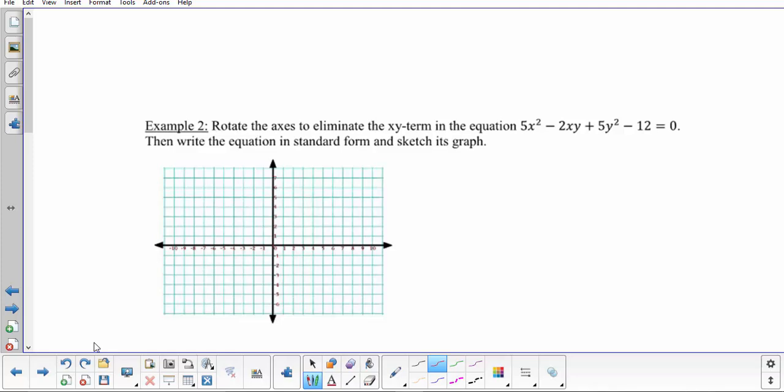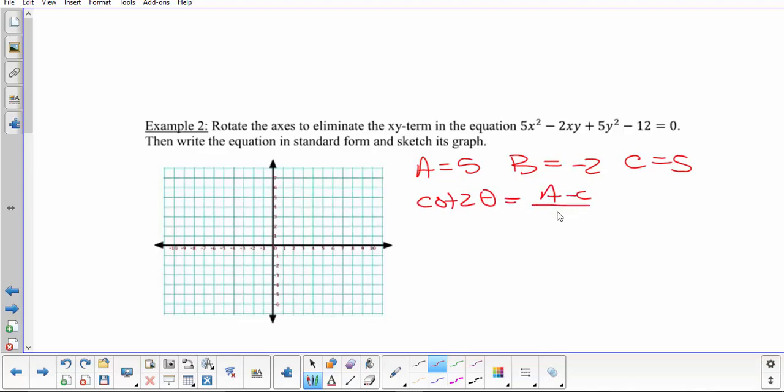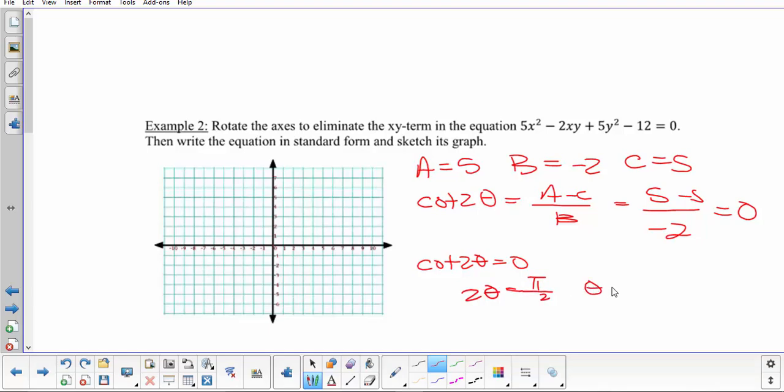We are going to rotate the axes to eliminate the xy term in the equation 5x squared minus 2xy plus 5y squared minus 12 equals 0. So we are going to start by finding cotangent of 2 theta again. A is going to be 5, B is negative 2, C is 5. Remember, the formula is cotangent of 2 theta is equal to A minus C over B, which would be 5 minus 5 over negative 2, which gives us 0. Oh, look at that. It's exactly the same as last problem, okay? So that means that cotangent 2 theta equals 0, which means 2 theta is pi over 2, which means theta is pi over 4. Okay, it's the same math from the last example.